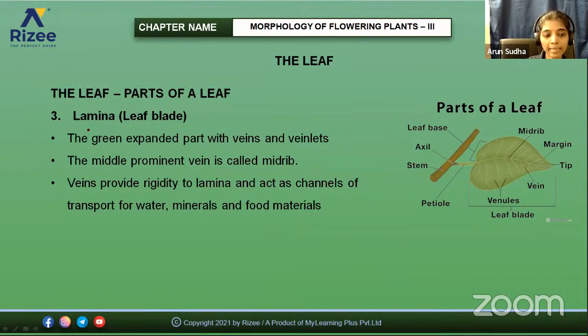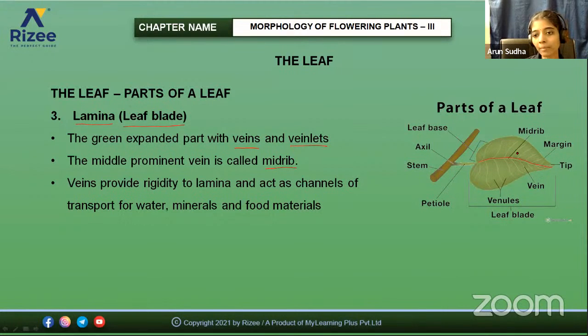And next is the lamina or the leaf blade. So what is lamina? The green expanded part with veins and veinlets. The normal leaf that you're seeing is the lamina. You would have seen many veins. So it is a green expanded part with veins and veinlets. The middle prominent vein is called the midrib, and veins provide rigidity to the lamina.